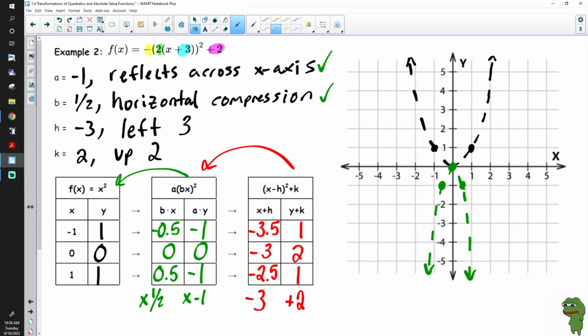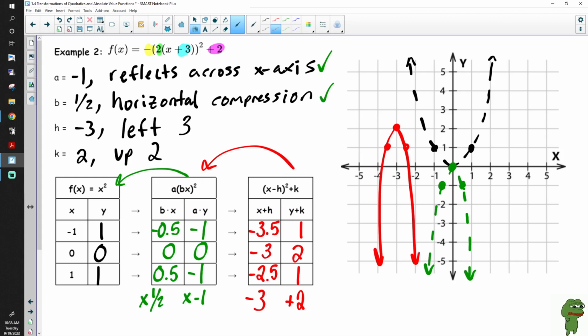We go to our table. We go over to the left 3.5 and up 1, right there. We go over 3, up 2, right there. And we go over 2.5 and up 1. This is our final answer, so I'll do a solid line. And look at that. Final answer of our transformation. We've reflected it, compressed it, and then moved it left 3 and up 2. Can you see how it all happens? Like boom, boom, boom, boom.